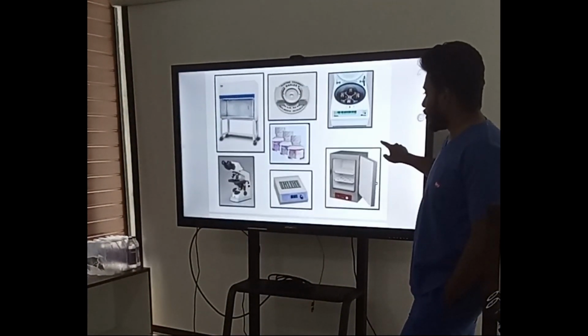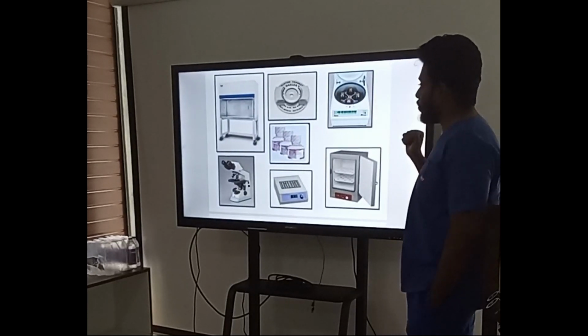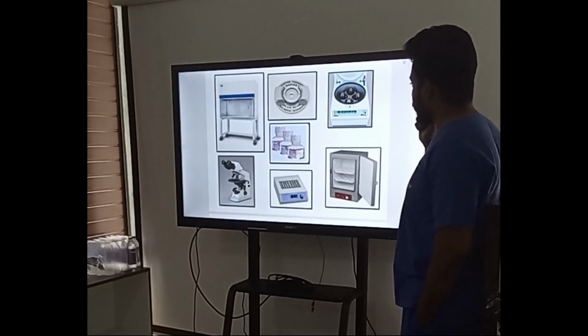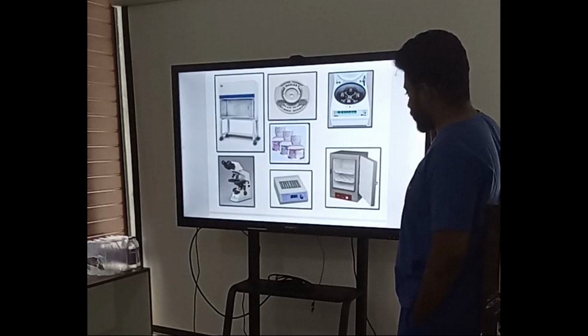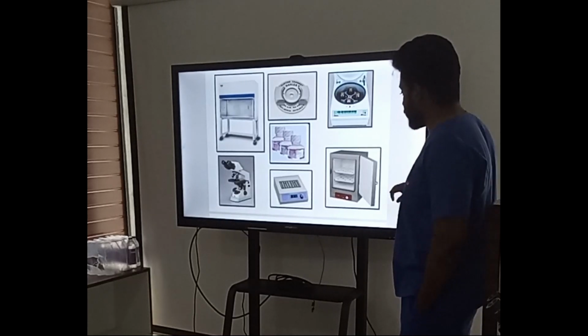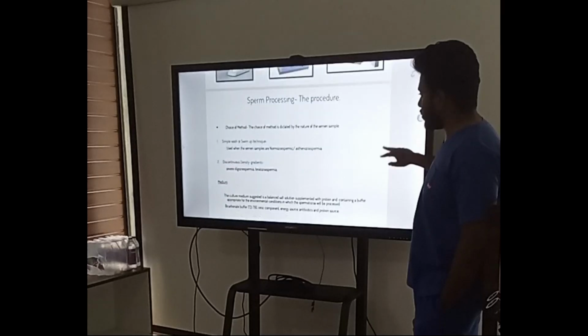So this is the equipment that we will be using in the andrology lab: laminar flow for aseptic working, Makler counting chamber, centrifuge as you all know, microscope, the media for sperm preparation and washing buffers, and test tube warmers and incubators to pre-warm all consumables to 37 degrees Celsius.